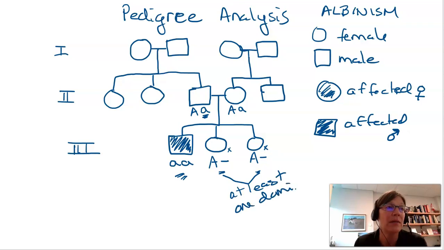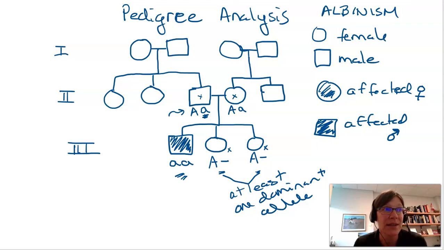So we know there's at least one dominant allele. And they could be big A big A, or big A little a, because these parents here and here both had to contribute to their offspring, okay? So looking at this father, that person inherited that little a allele. They had to have gotten it from at least one of their parents.